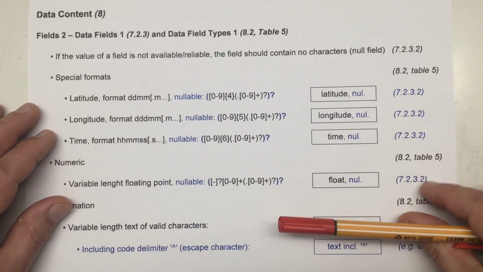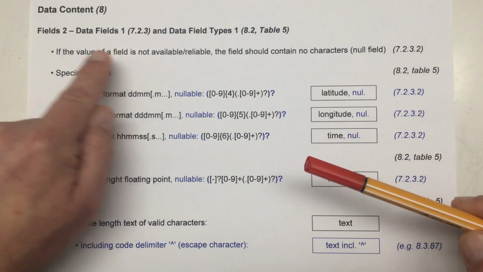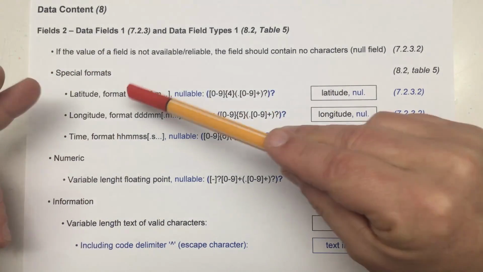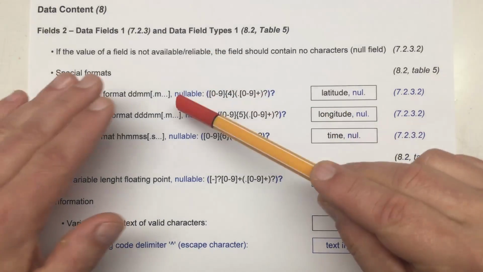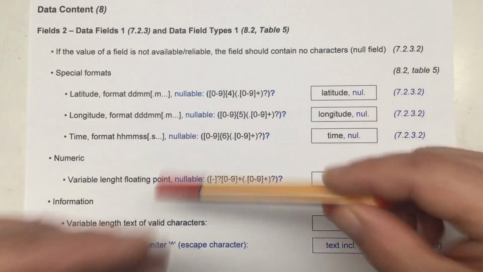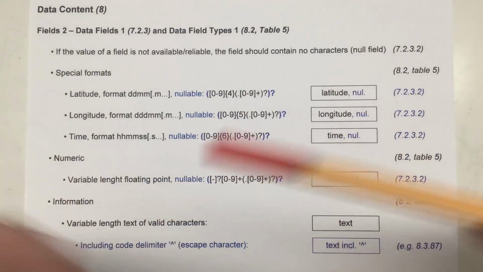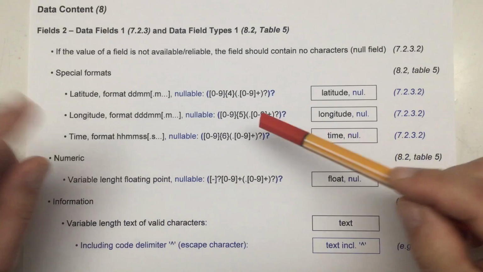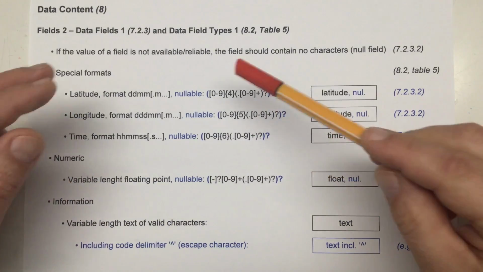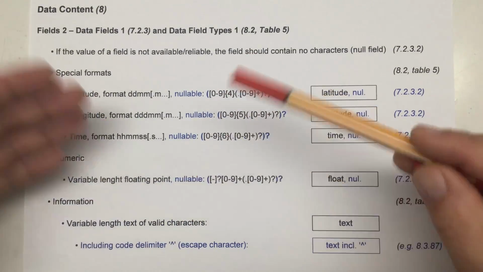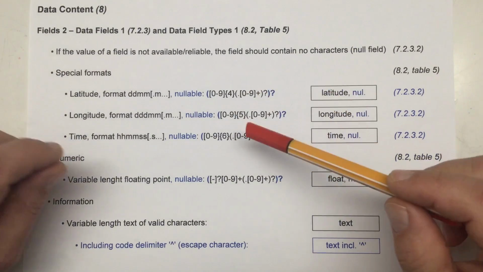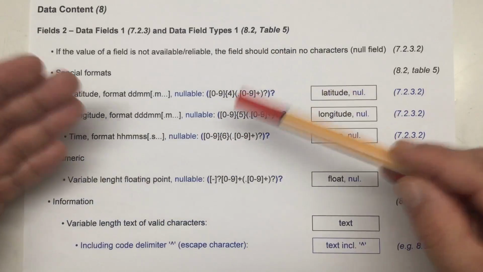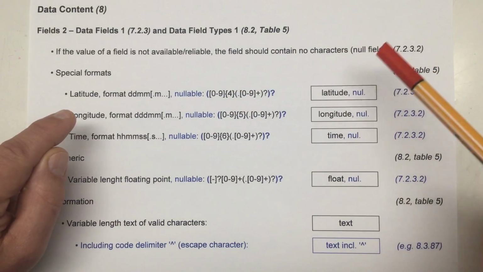But before we have a look at the sentence, we need to revisit the data fields. The standard states if the value of a field is not available or reliable, then the field should contain no characters, so it will be just comma, comma. The standard calls that a null field. Of course, that applies especially to our GPS receiver. If the receiver doesn't get any GPS signals, its position information is not available or not reliable, so the related fields should be null fields.